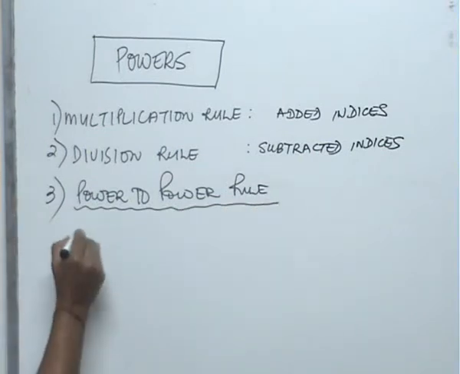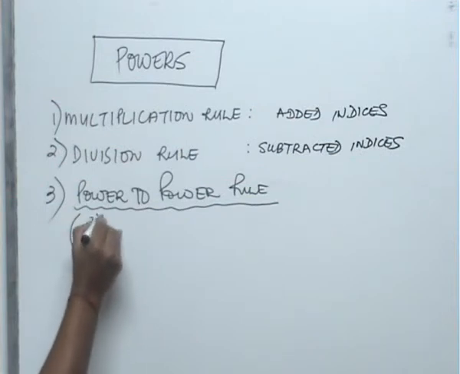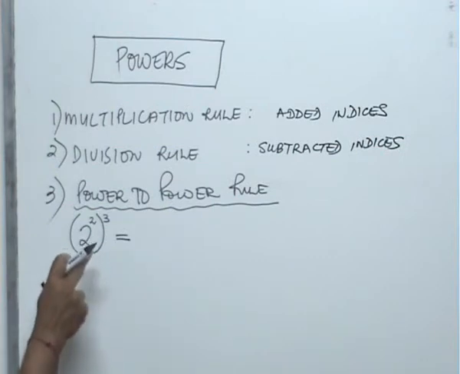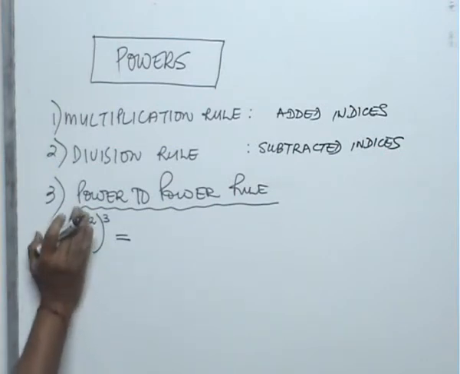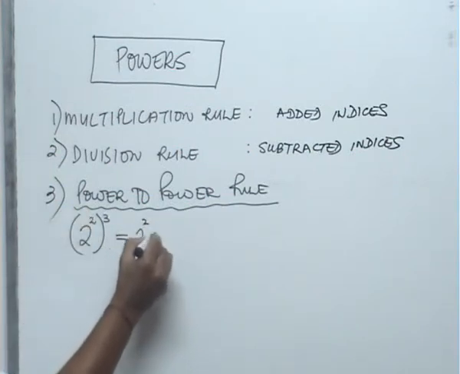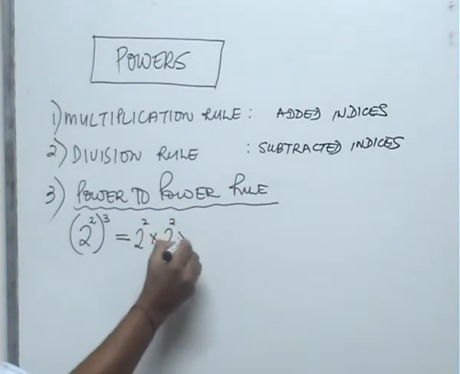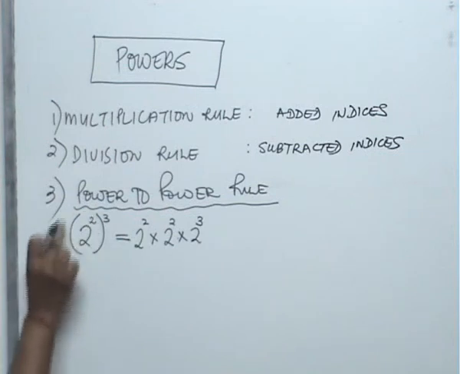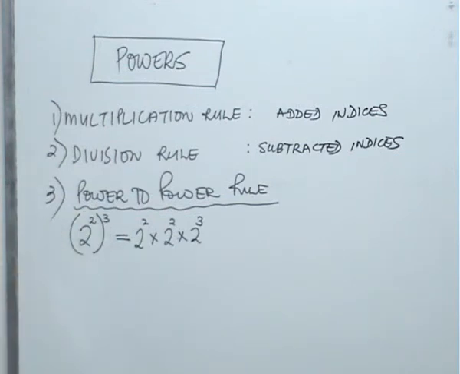Let's do a little demonstration first. Say you have 2 squared all cubed. Then this means that whatever is inside the bracket has to be multiplied 3 times by itself. In other words, 2 squared has to be multiplied by 2 squared, multiplied by 2 squared, because it is saying whatever is in the bracket is cubed.